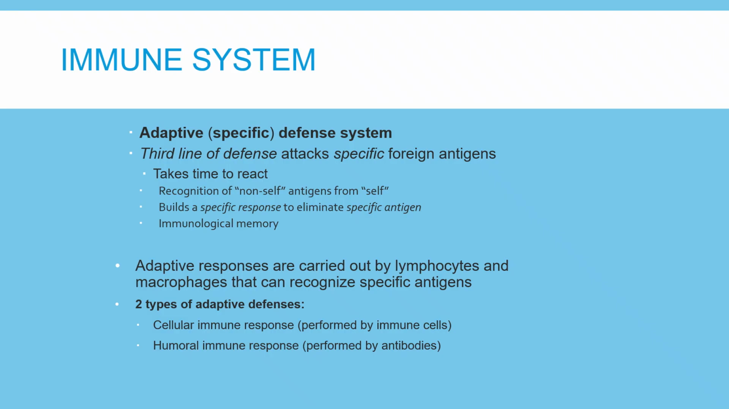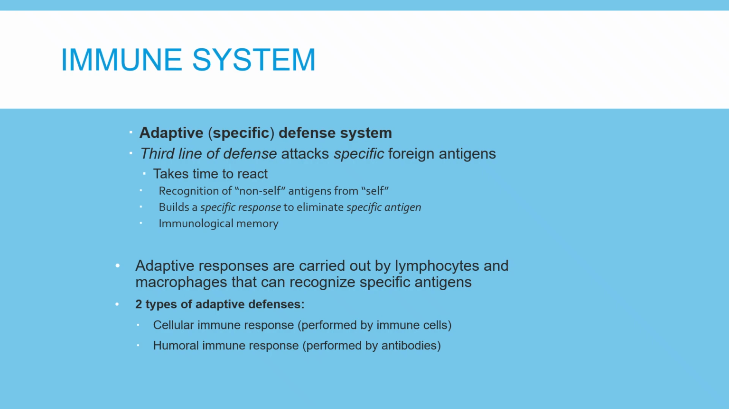We have to develop this system, and the cells that play a huge role in the system have to be introduced to the pathogen initially and then develop cells that can be better prepared to attack it if it encounters it later. Okay, so over time it builds a specific response to eliminate the specific antigen, creating what is known as immunological memory.